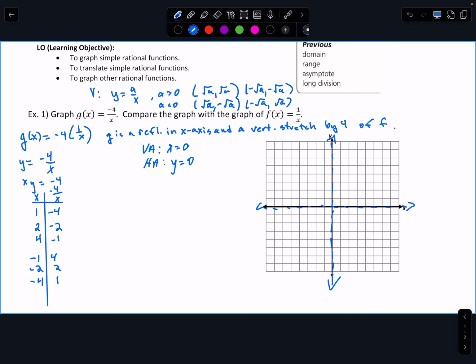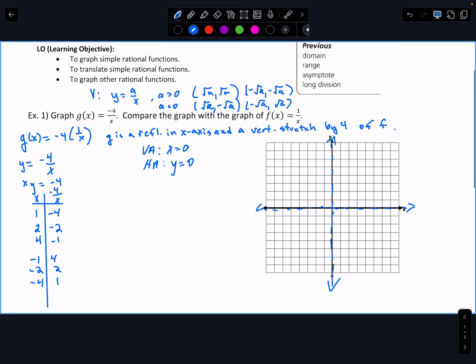And then I can plot these ordered pairs. Go to the right 1 and down 4. Go to the right 2, down 2. Go to the right 4 and down 1. And those are 3 points on one branch. So you need to draw the branch. And don't forget the arrows on the end of the branches. And at the ends, you just want to try to have them run parallel to those asymptotes.